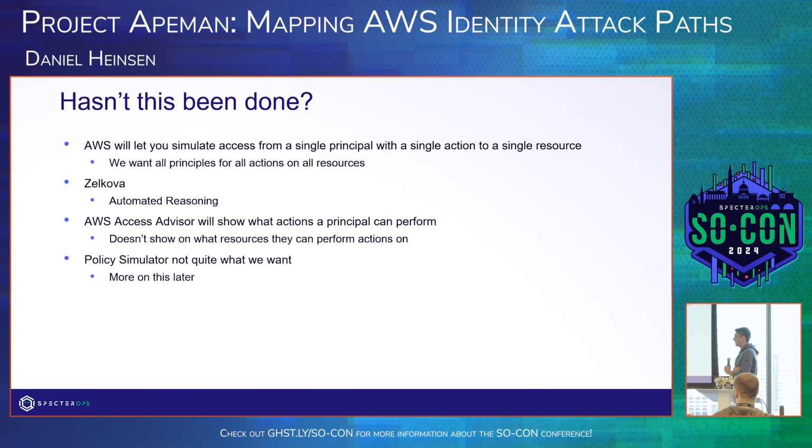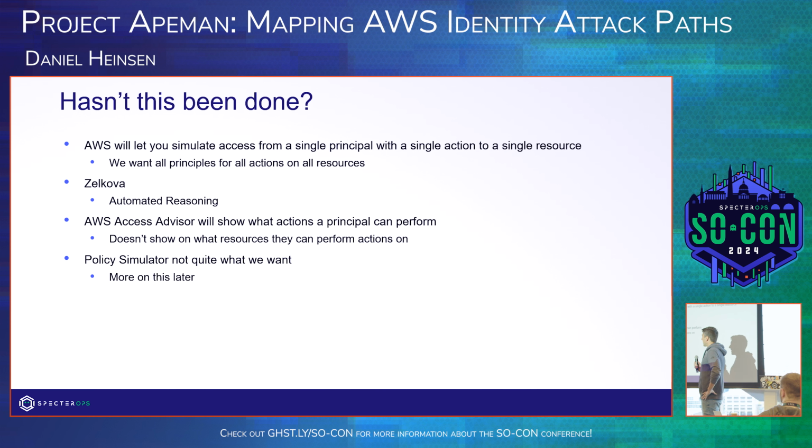And so you might be wondering, well, hasn't this been done before? And kind of, right? And even if it has, we still want it in our own graph so that we can answer some bigger questions that we'll talk about later. But they have been kind of done before. So AWS will let you simulate. There's an access simulator. They'll let you simulate individual calls from an individual principal on a set of resources. But we don't want that. I don't want to sit there at a terminal and say, can user A do this? Can user B do this? Can role C do this? I want to know all the users that can do all the things on all the stuff, right?